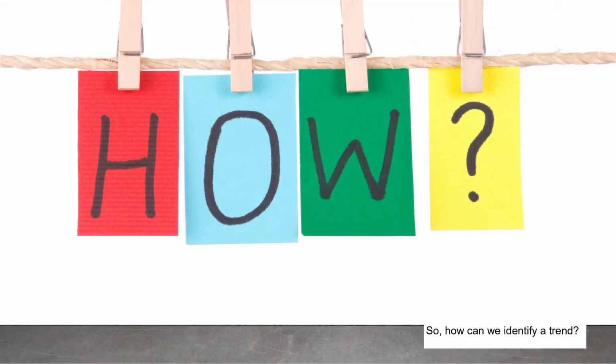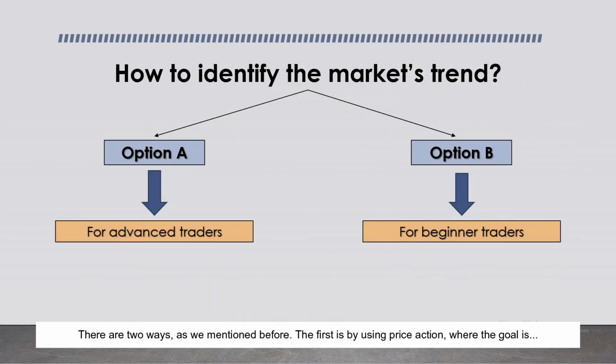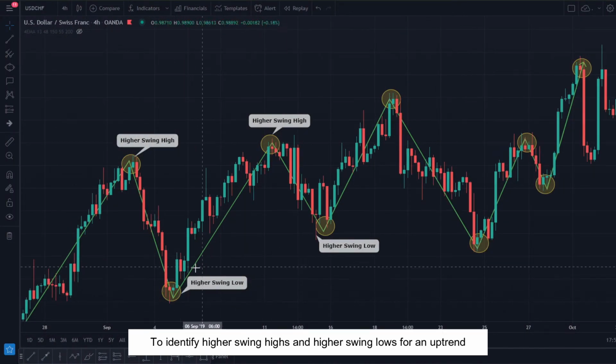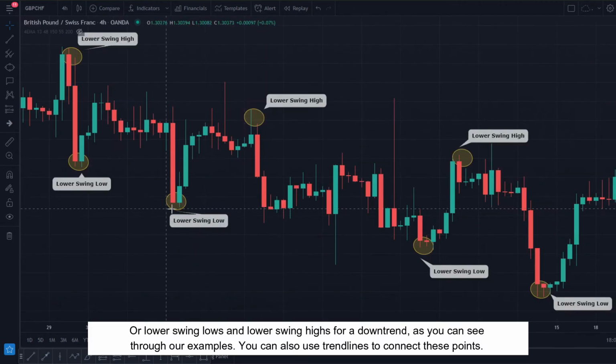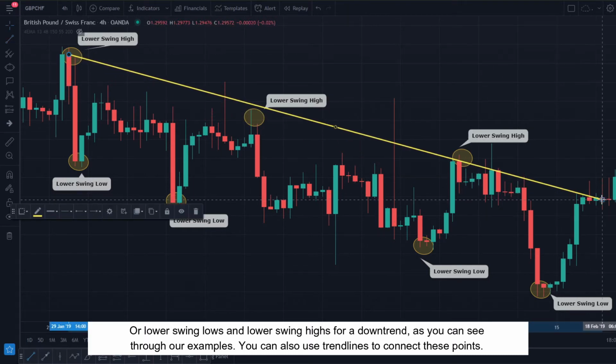So, how can we identify a trend? There are 2 ways, as we mentioned before. The first is by using price action, where the goal is to identify higher swing highs and higher swing lows for an uptrend, or lower swing lows and lower swing highs for a downtrend, as you can see through our examples. You can also use trend lines to connect these points.